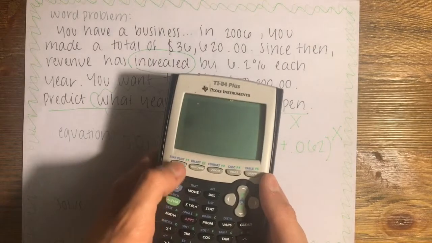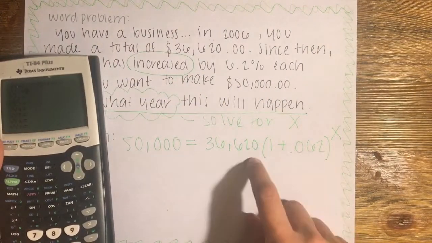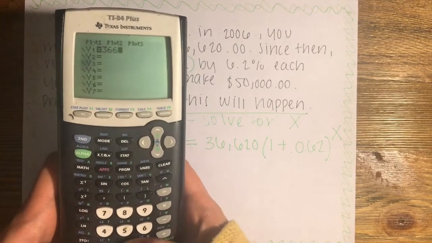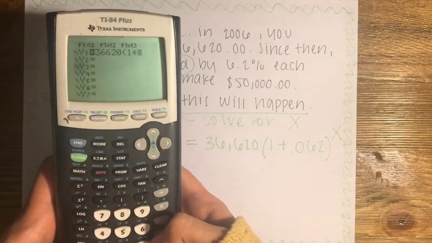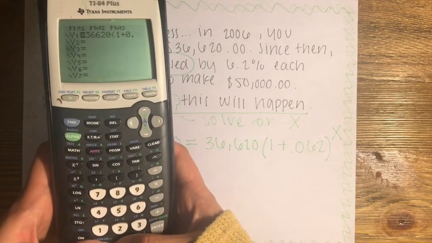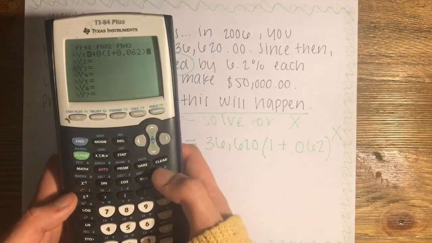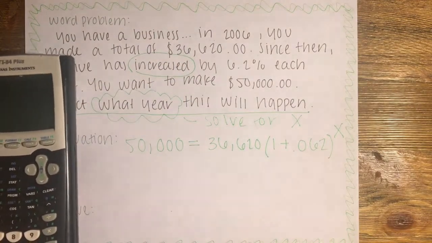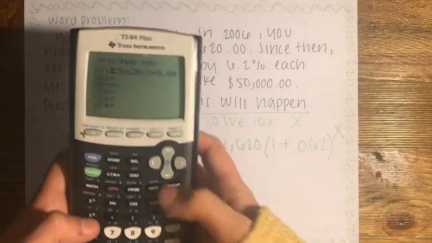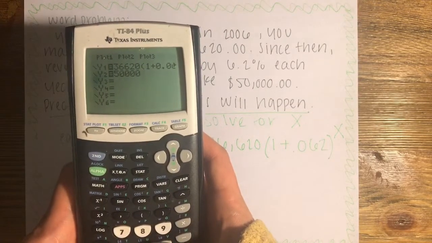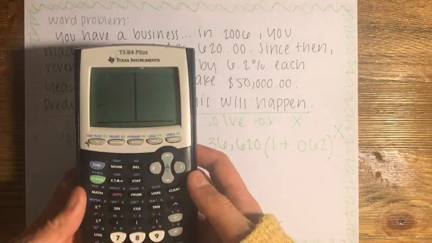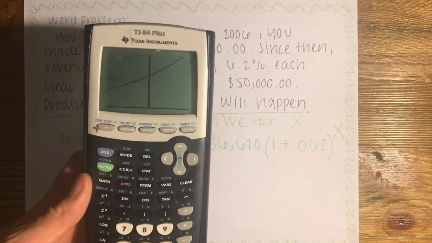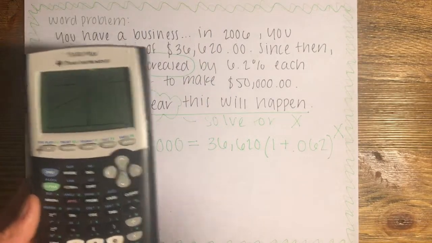So we're going to go to y equals over here, and we're going to type in this right side of our equation just exactly how it is. So 36,620, open parentheses 1 plus 0.062, close parentheses, and then to the x, just like that. And then we're also going to put in y equals 50,000. And then here we go. And that intersecting point is going to tell us the year, because it's when you will surpass this.